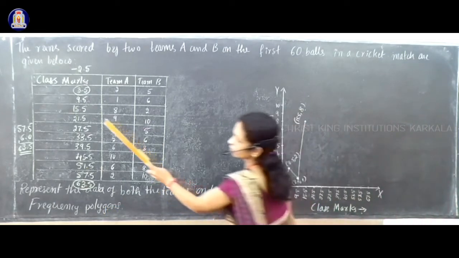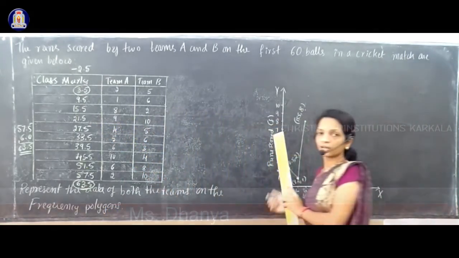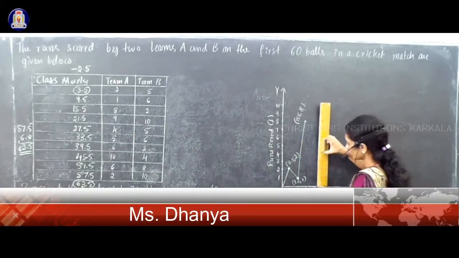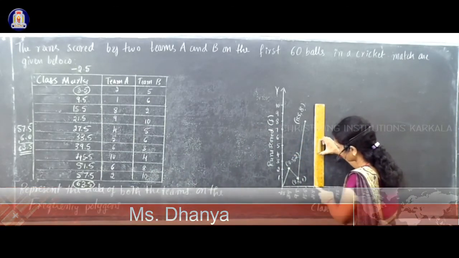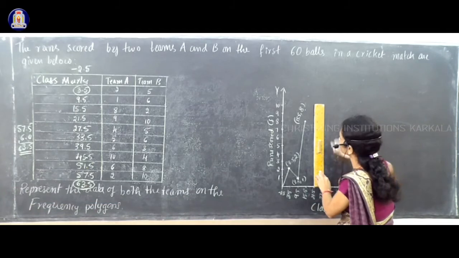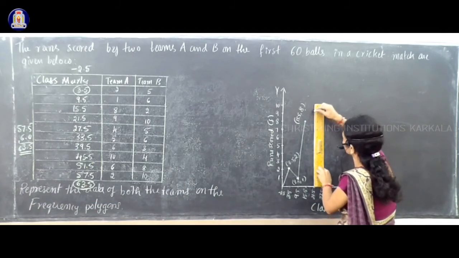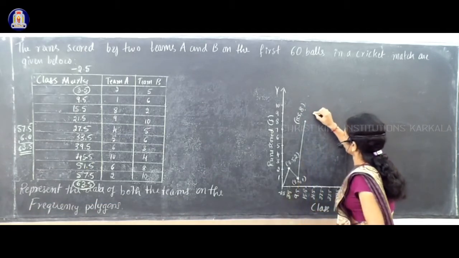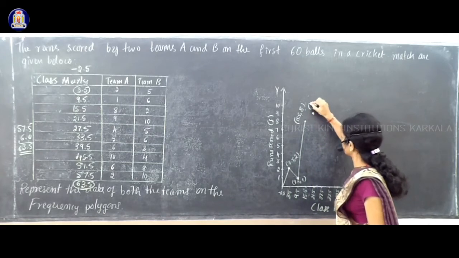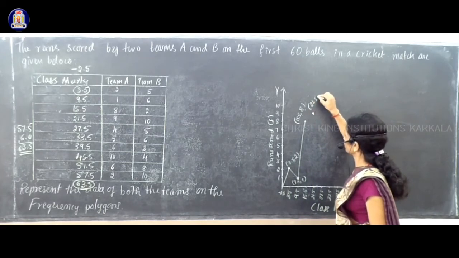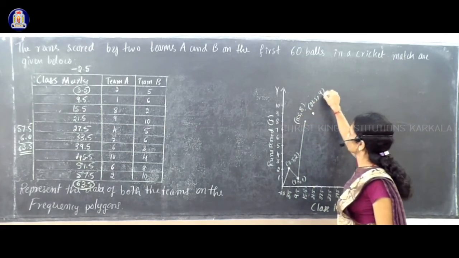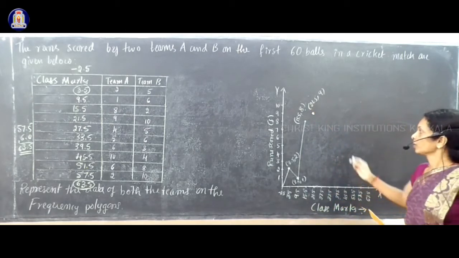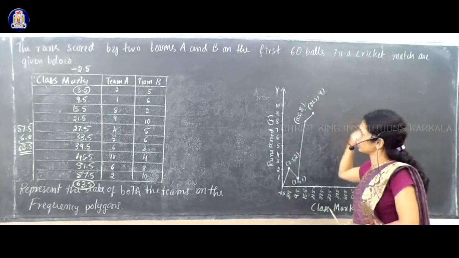Next class mark is 21.5. In that you have to move up to 9. Here it is, this point. Highlight that point. After 21.5 we moved up to 9, so this point is 21.5, 9. Join that with the previous point.